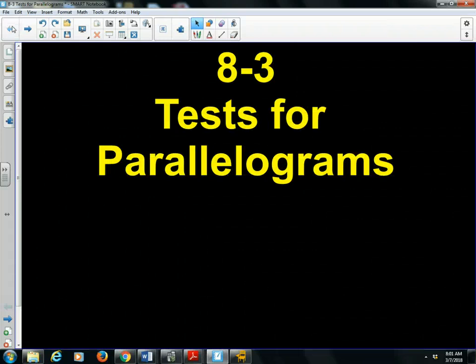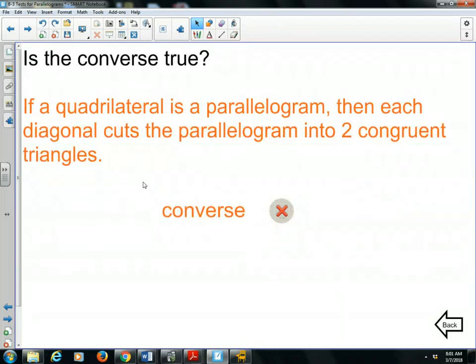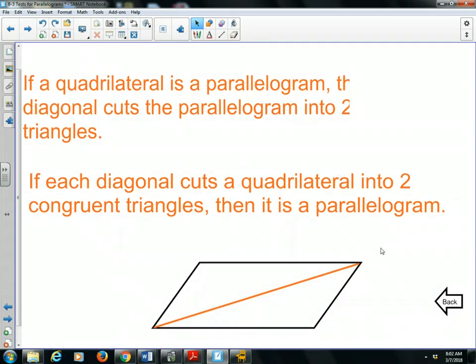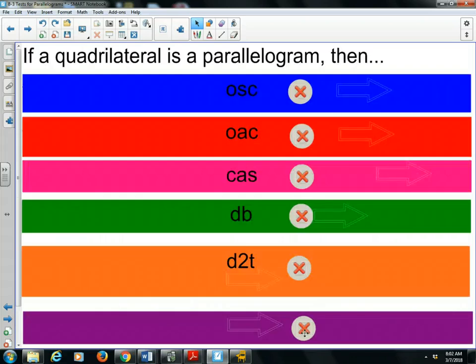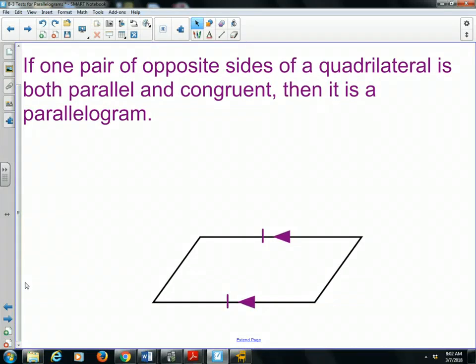Rats. And then we have the D2T, which means that the diagonal makes 2 congruent triangles. If a quadrilateral is a parallelogram, then each diagonal cuts the parallelogram into 2 congruent triangles. So the converse, if the diagonal cuts a quadrilateral into 2 congruent triangles, then it is a parallelogram. Also true. And then the last one that we didn't really talk about yesterday, but we're going to talk about today. If one pair of opposite sides of a quadrilateral are both parallel and congruent, then it is a parallelogram. This one's also a true statement.